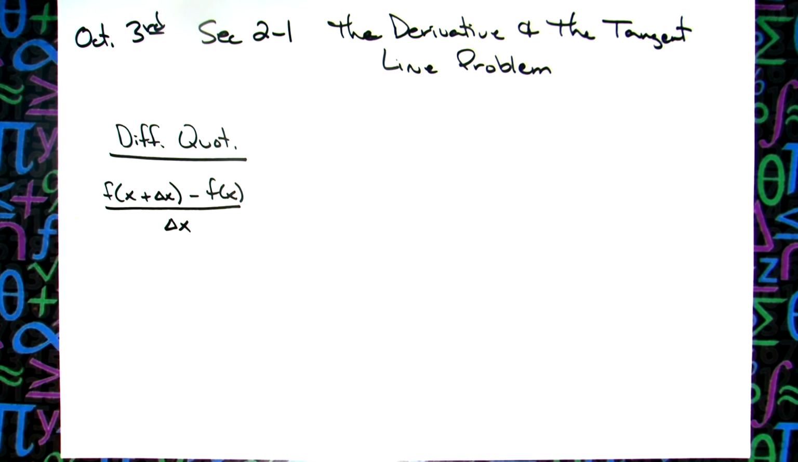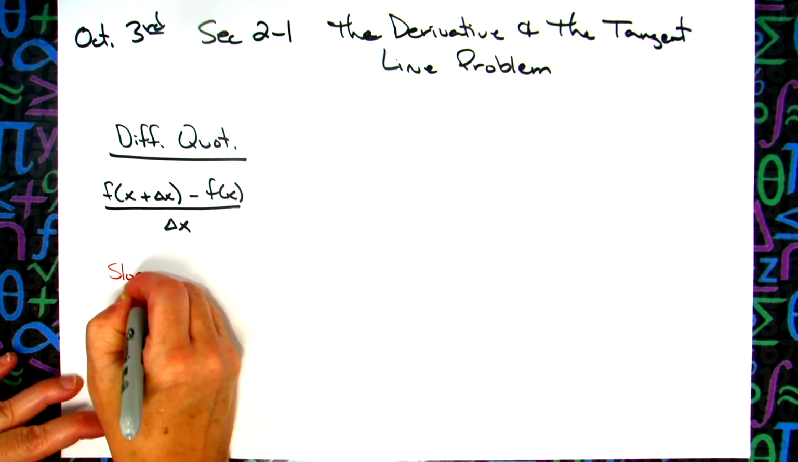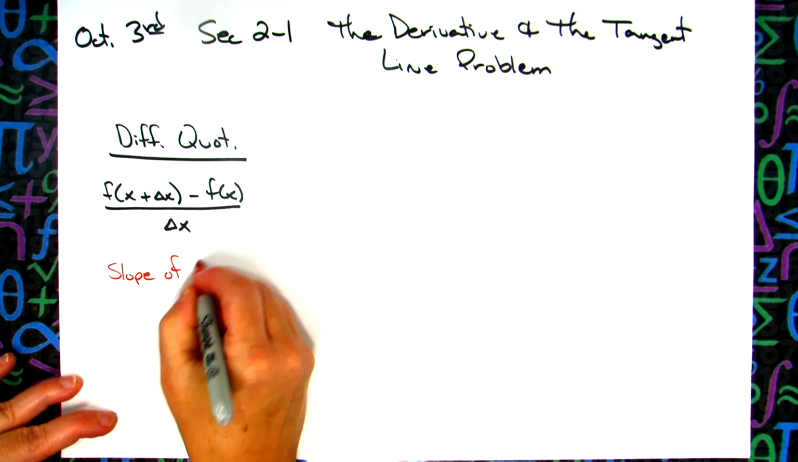Now, from doing that in pre-calc, do we remember what that gives us? When I do that difference quotient, that gives us the slope of the what? Anybody know? Slope of the, not the tangent line, secant line. This gives us the slope of the secant line. Slope of secant line, okay?